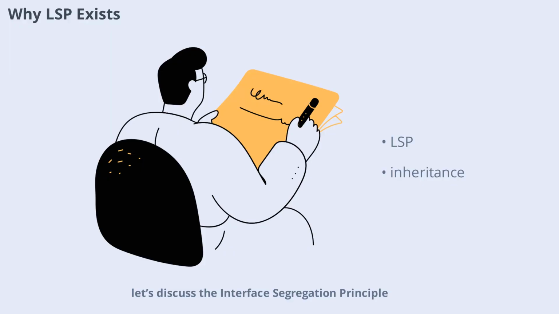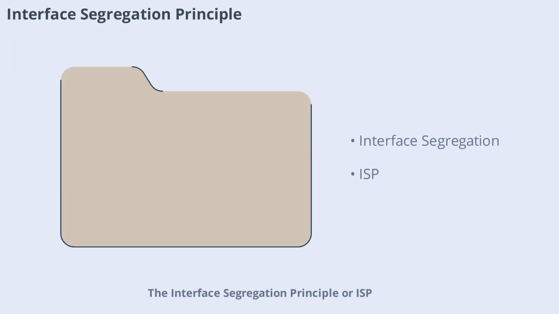Next, let's discuss the interface segregation principle. The interface segregation principle, or ISP, states that clients should not be forced to depend on methods they do not use. This means interfaces should be small and focused, rather than large and general. By splitting interfaces, you allow classes to implement only what they need.